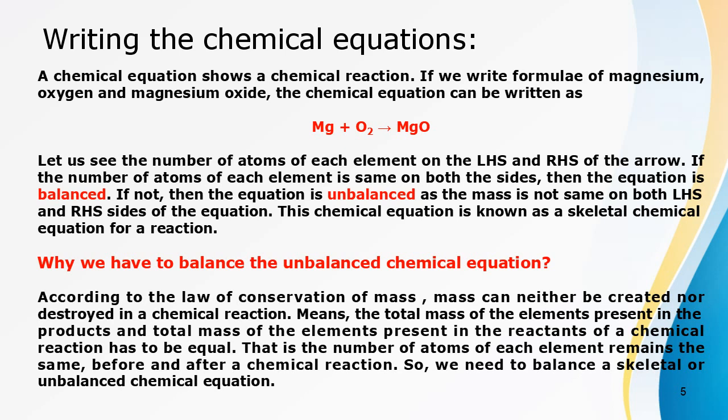Now, why do we have to balance the unbalanced chemical equation? According to the law of conservation of mass, mass can neither be created nor destroyed in a chemical reaction. It means the total mass of the elements present in the products and the total mass of the elements present in the reactants of a chemical reaction have to be equal. That is, the number of atoms of each element remains the same before and after a chemical reaction. So we need to balance a skeletal or unbalanced chemical equation.